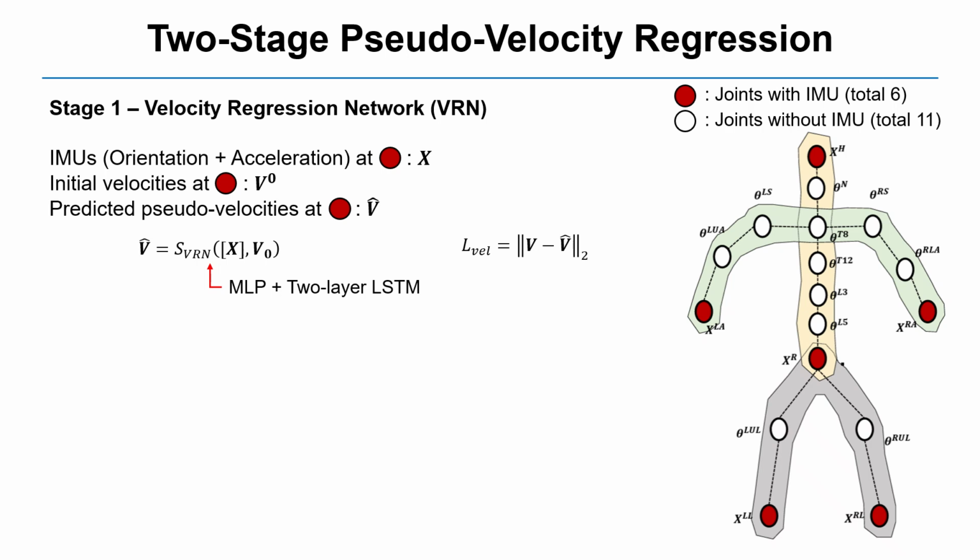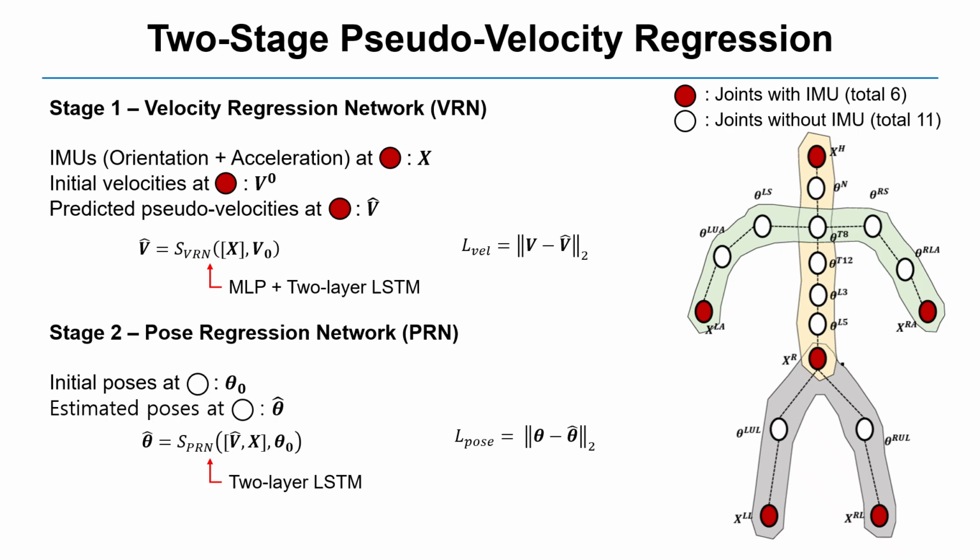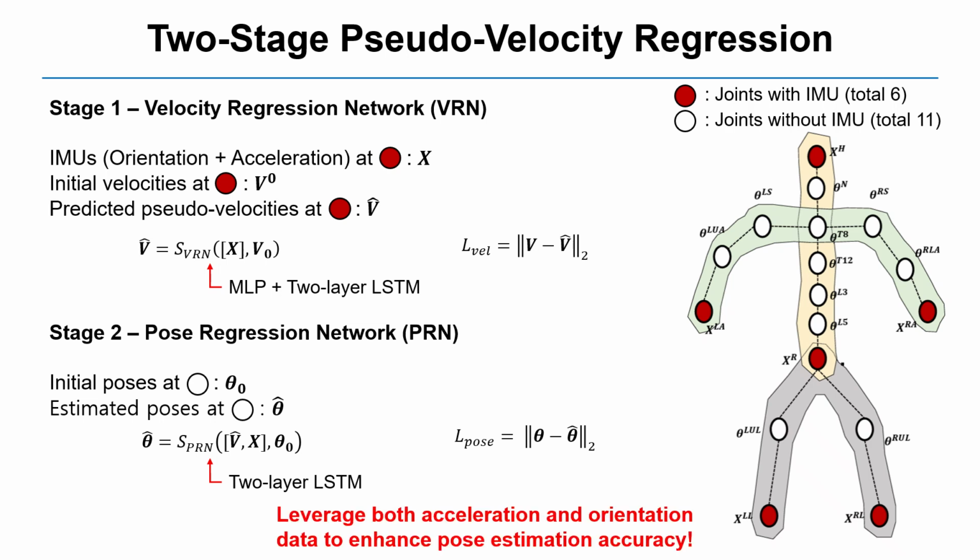In stage 1, velocity regression network takes IMU orientation and acceleration as input and predicts the pseudo-velocity V hat. In stage 2, pose regression network then uses V hat, the original IMU data, and the initial pose theta 0 to find out the pose of joints without IMU. By combining both acceleration and orientation information in these two stages, we significantly improve pose estimation accuracy.